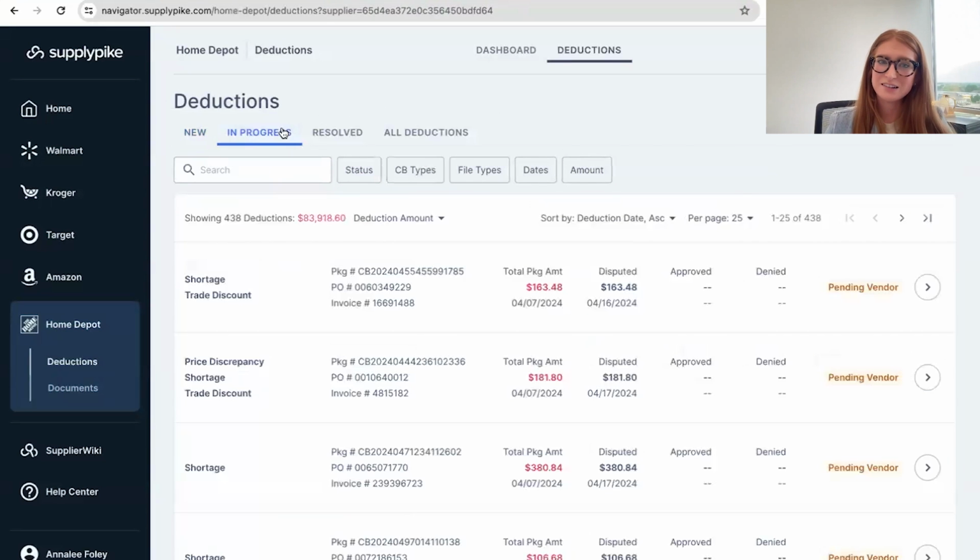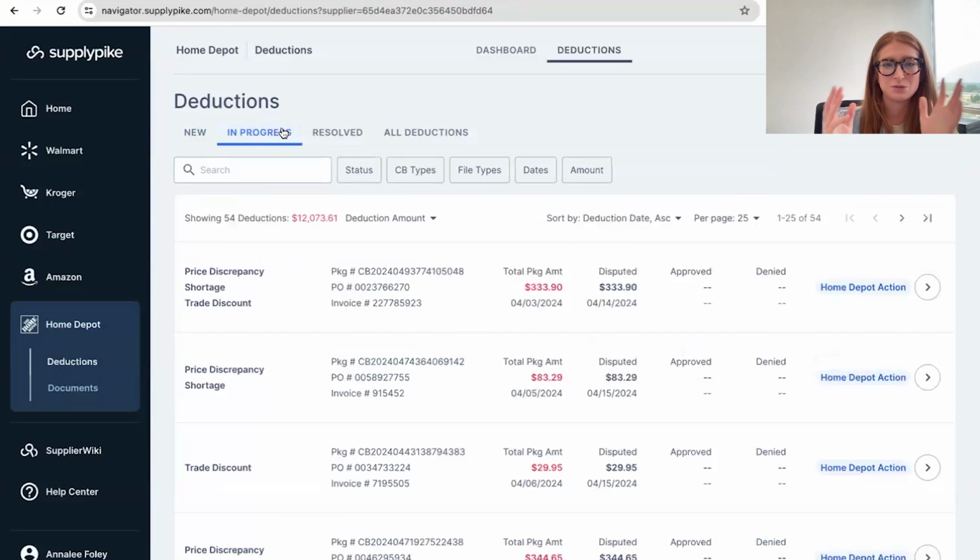Kind of moving on, let's move into our next bucket. So this would be kind of the next stage in the life cycle of a dispute package with Home Depot. So these are any that you've disputed. So they are in Home Depot's court. We're waiting for them to review. So Home Depot action is kind of the tag that we give them.